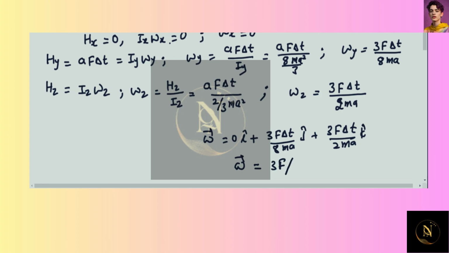Or you may write it as 3F delta t upon 8 ma, taking it common. So this could be written as j cap plus 4k cap.